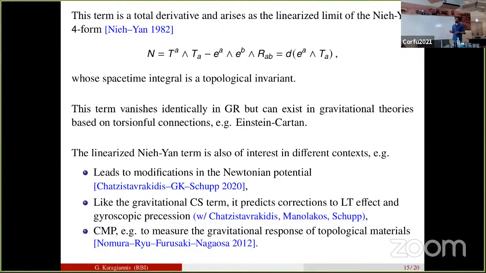Just to briefly mention some other applications of this term in its linearized form, it can lead to modifications in the Newtonian potential if you couple it to the original linearized Einstein-Hilbert action. Then, in the same way as the gravitational Chern-Simons term, which is the R squared term, it predicts corrections to physical effects like the lense-thirring effect or the gyroscopic precession. And maybe even more interestingly, it has been used extensively in condensed matter physics, for example, to measure the gravitational response of topological materials. So this term has a number of interesting applications.